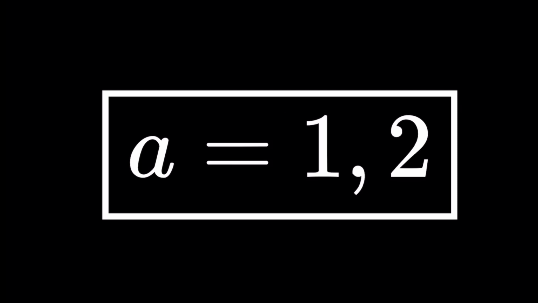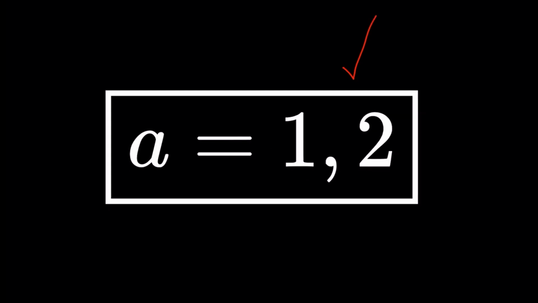We have two possible values for the positive integer a, a equals 1 and a equals 2, and this will be our final answer. Hopefully you guys learned something new from this video, and I'll see you in the next one.